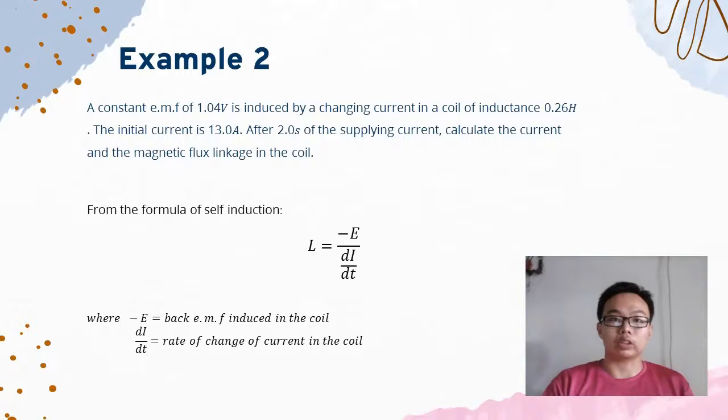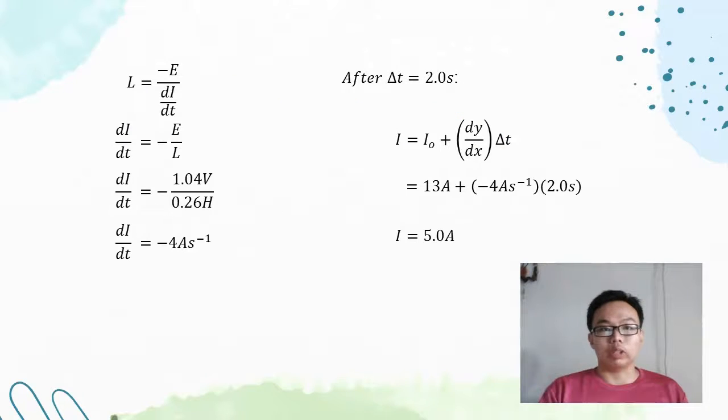From the formula of self-induction, L equals negative E over di over dt, where negative E is the back EMF induced in the coil, di over dt is the rate of change of current in the coil, and L is self-inductance. From the formula, we can derive the rate of change of current. Then we substitute the values given, which are 1.04 volts and 0.26 Henry. We get the rate of change of current as negative 4 amperes per second.